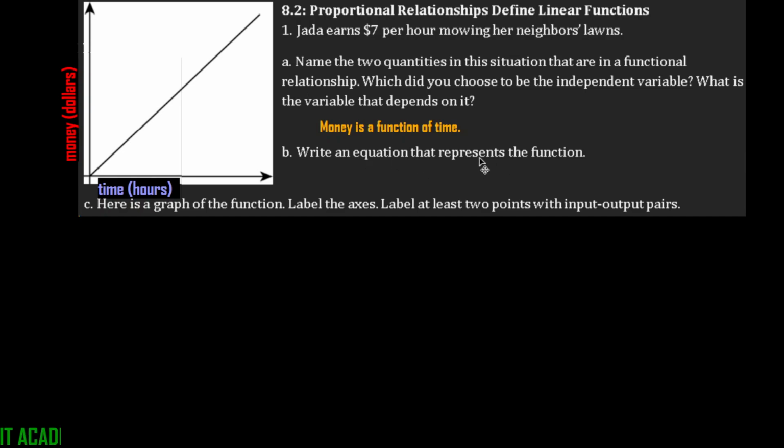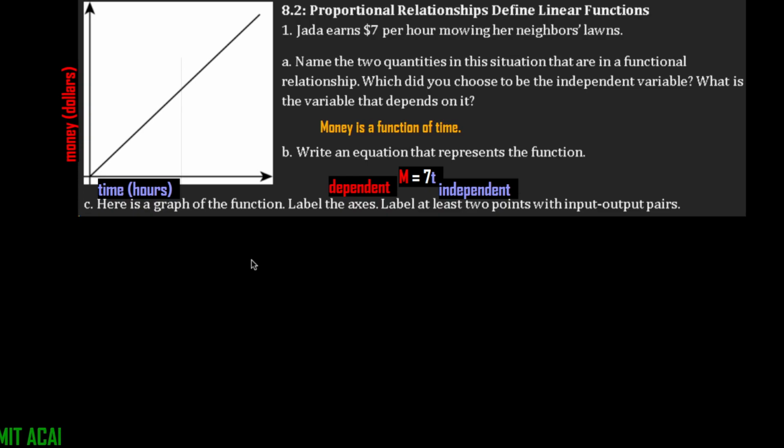Then it says to write an equation that represents this function. Real simple, we're going to have m equals 7 times t. So we're saying the amount of money is equal to 7 times the number of hours that Jada worked. That means the dependent variable is m, and the independent variable is t. Make sure you match those up, and notice how on the graph, the y-axis is usually our dependent variable, where the x-axis is the independent variable.